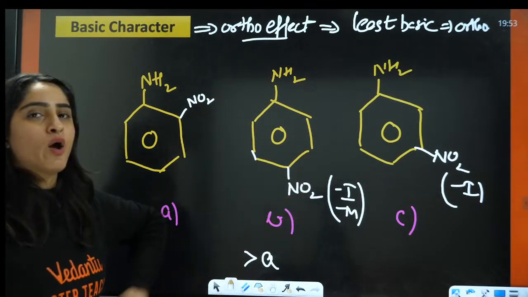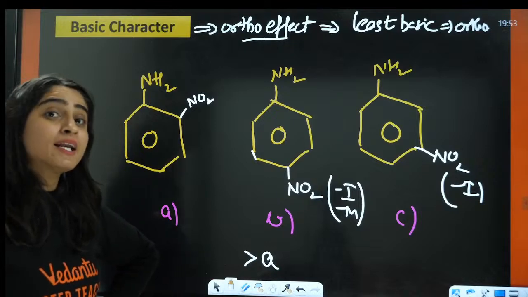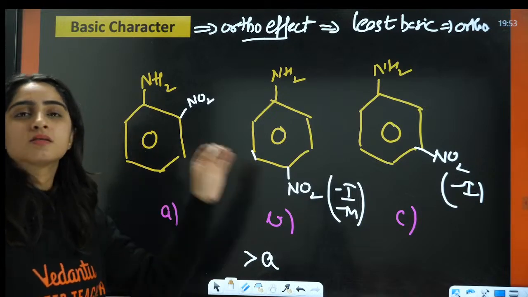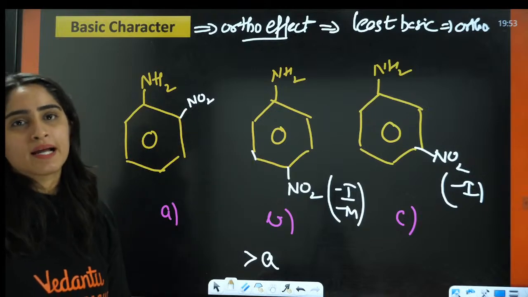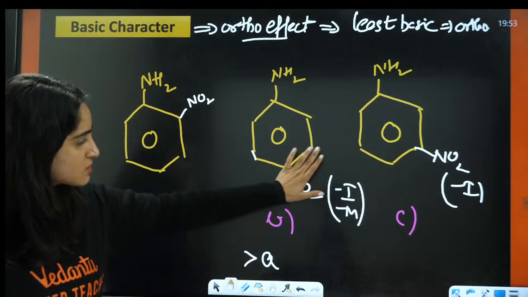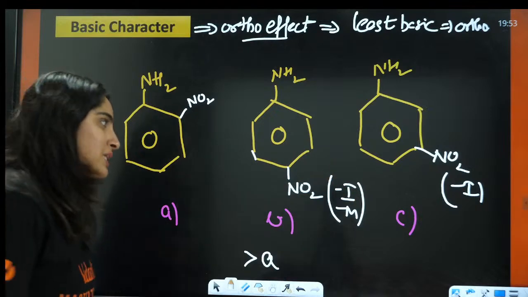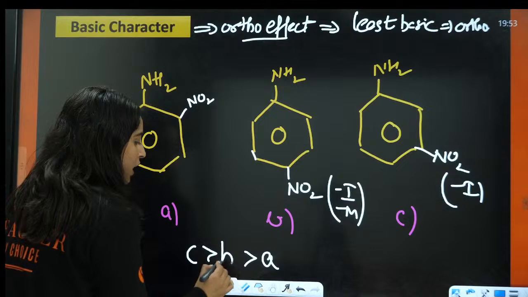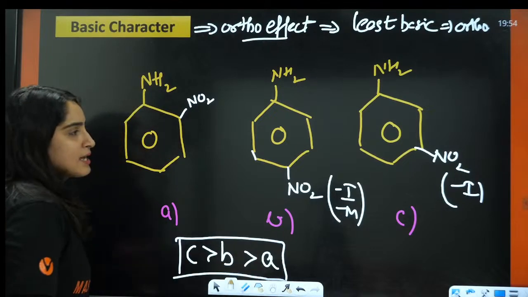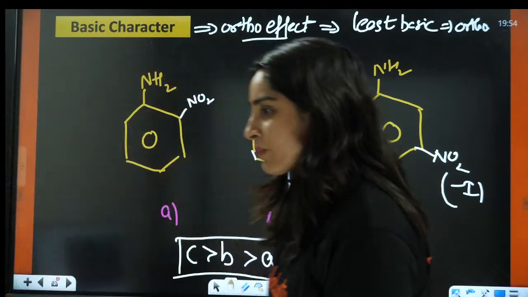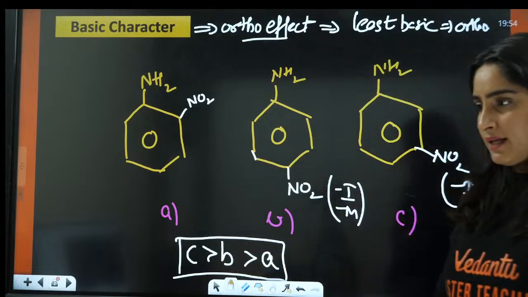The more the electron withdrawing effect, the lower the basicity; basicity is inversely proportional to the electron withdrawing effect. That means this has more electron withdrawing capacity as compared to C, right? So C will be more stable. Then you have B, then you have A. Everyone, is this clear to you? C, then B, then A.